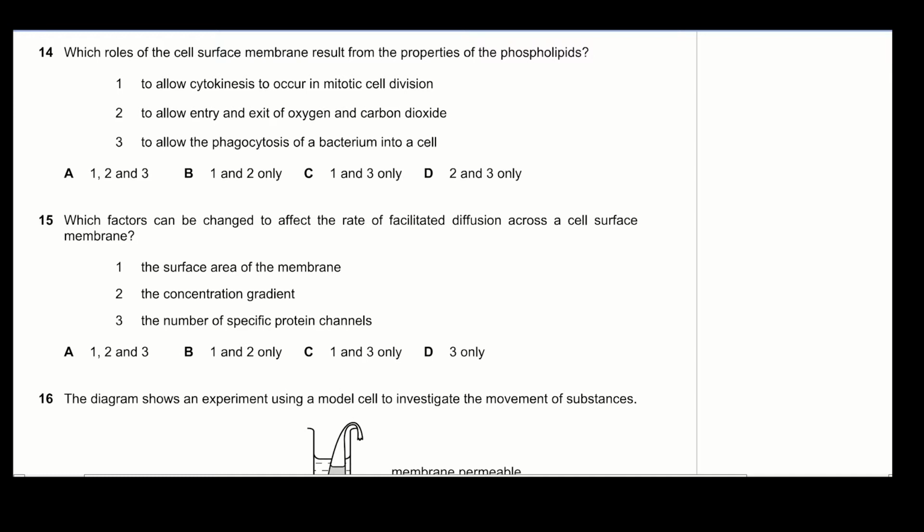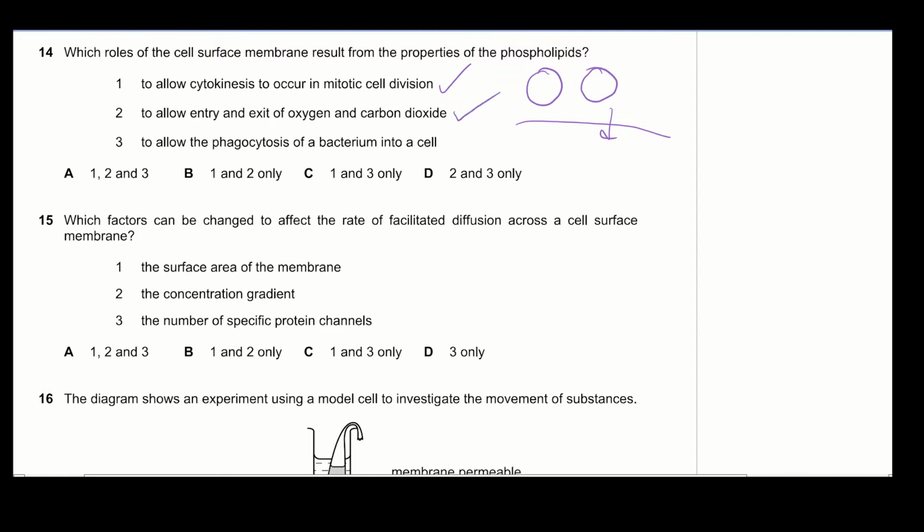Question number 14. Which roles of the cell surface membrane result from the properties of phospholipids? 1. To allow cytokinesis to occur in mitotic cell division. This is correct because in cytokinesis, the cell almost constricts and 2 cells are formed. 2. To allow entry and exit of oxygen and carbon dioxide. This is correct because it has a hydrophobic core. This hydrophobic core allows hydrophobic molecules to pass through the cell surface membrane, like oxygen and carbon dioxide, so this is correct.